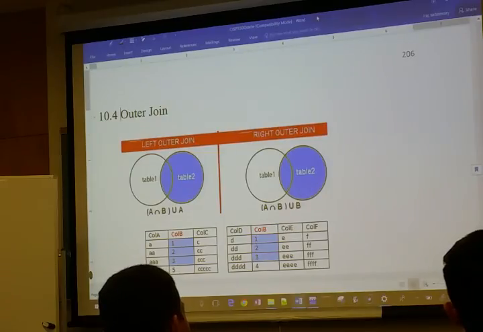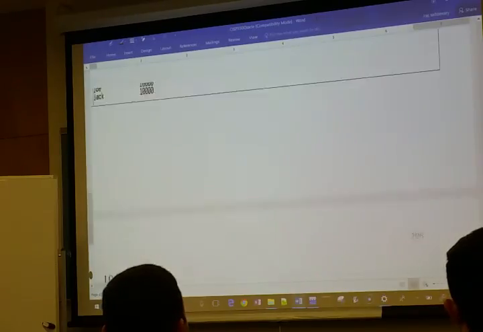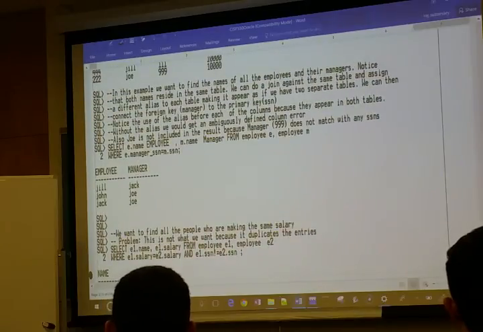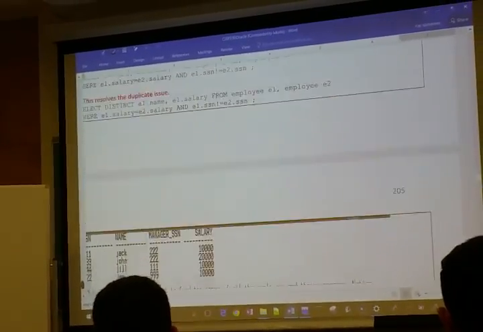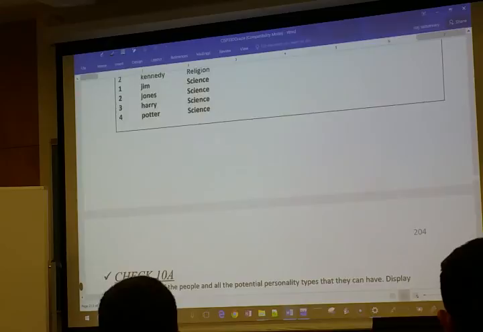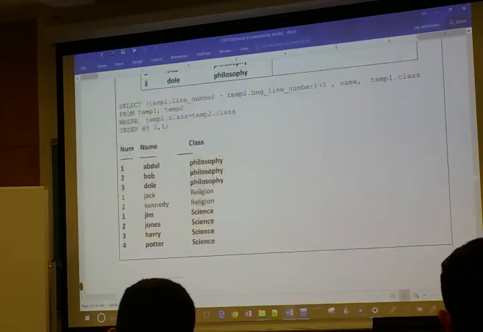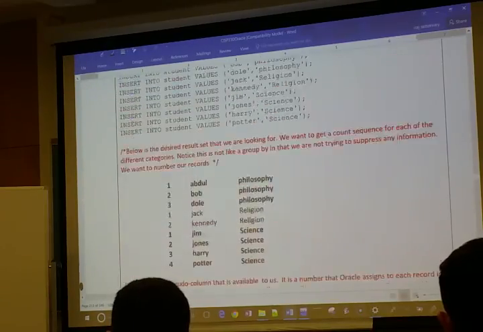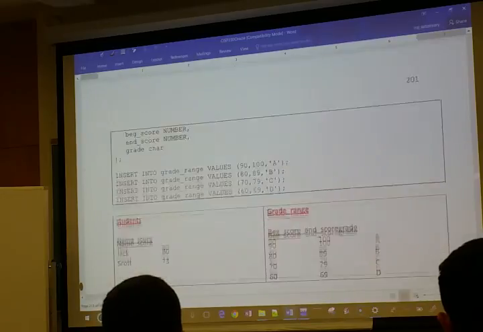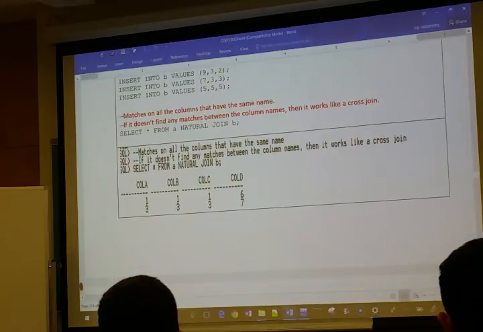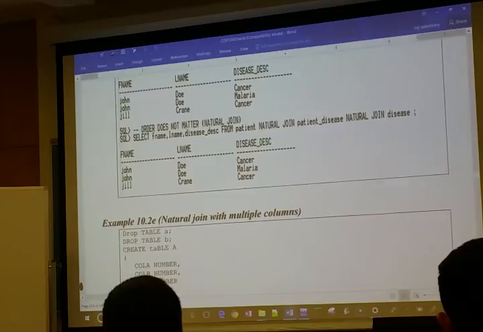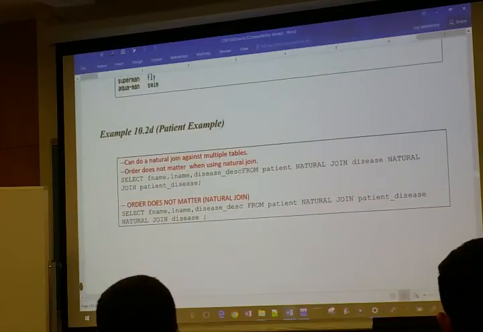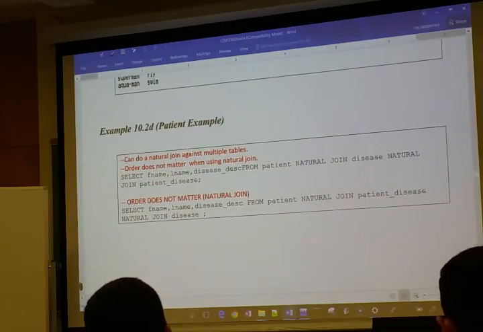And let's see here. What section are we supposed to go into? 10.2? 10.2. Look at that. Oh, so good. All right, so 10.2. Is that it?